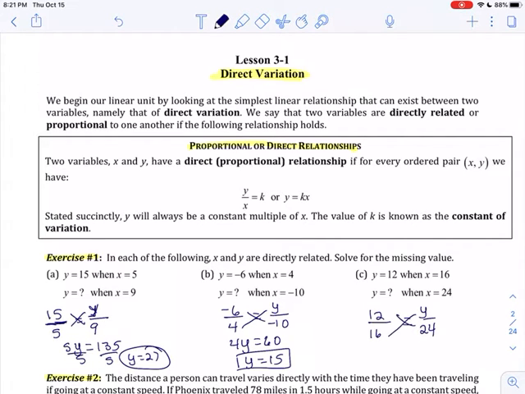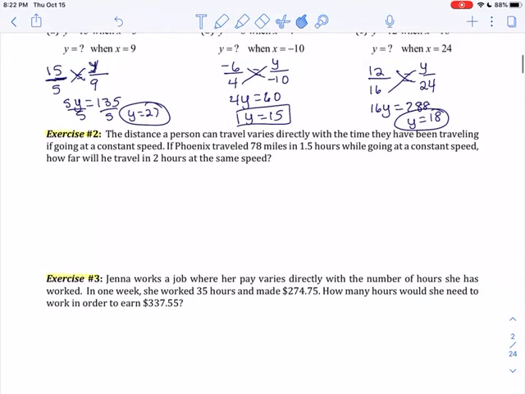And last one right here, when y is 12, x is 16. I'm trying to find y when x is 24. Again, you're just cross multiplying, so you're setting up a proportion for each of these. 12 times 24 is 288. Divided by 16, y is 18.